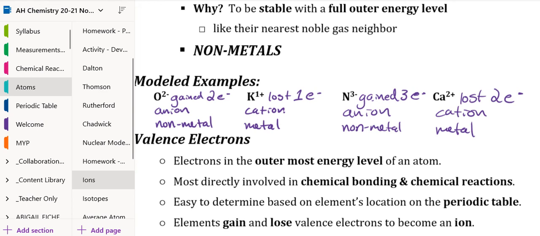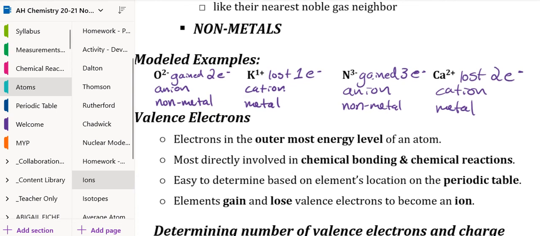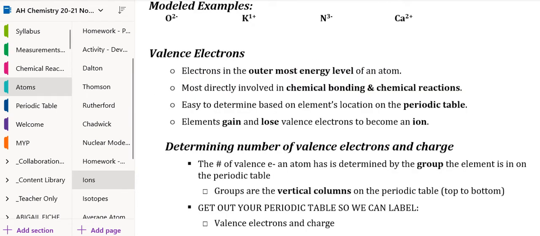Now we're going to talk about valence electrons. For right now, we're going to say that valence electrons are electrons in the outermost energy level of the atom. We are going to fine-tune that as we move along and talk more about electron arrangement. But they're the electrons on the outside of the atom. And so when we talk about an atom forming bonds, it's the valence electrons that are involved in that.